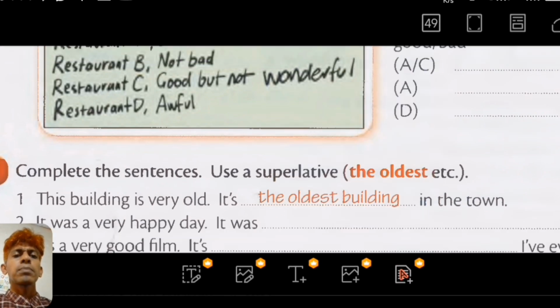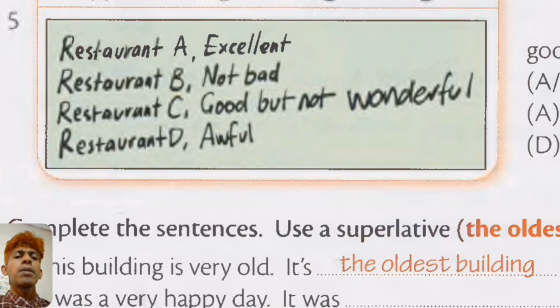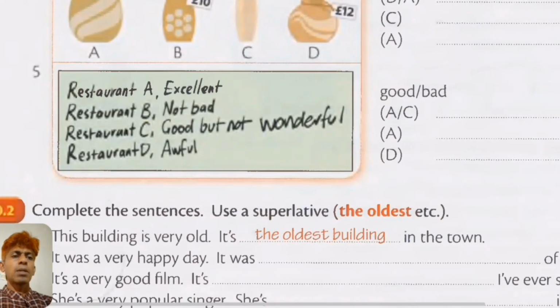5. Restaurant A, excellent. Restaurant B, not bad. Restaurant C, good but not wonderful. Restaurant D, awful. Okay. Good, bad. A is better than C.